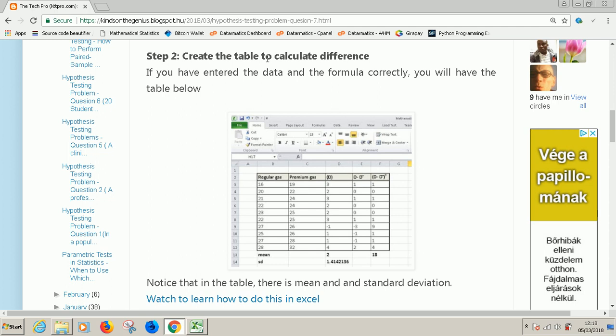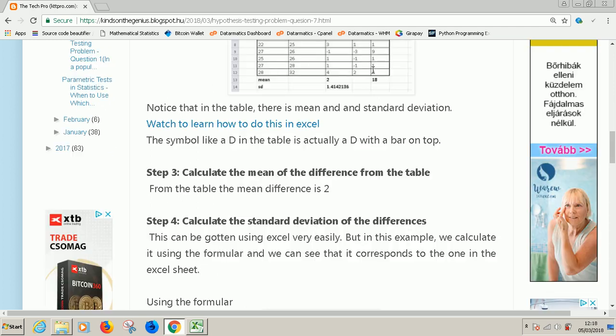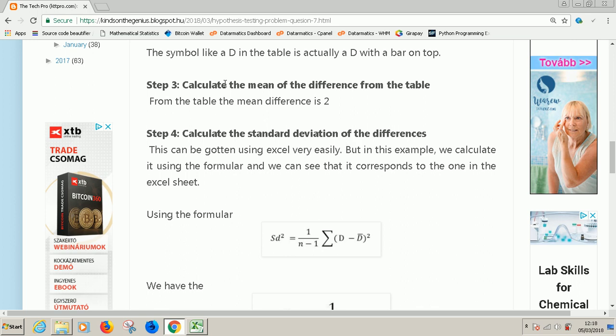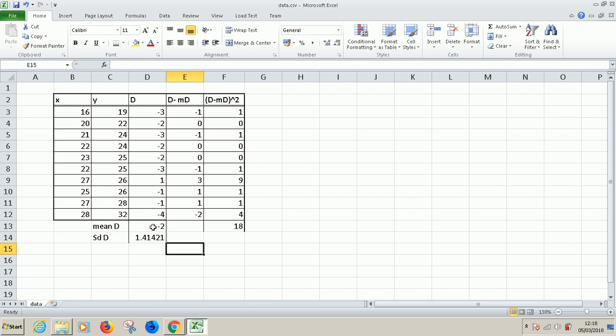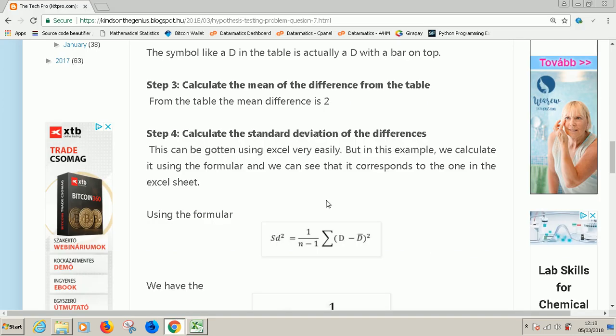Alright, we've created the table to calculate the difference. This we have done. Alright, so step 3, calculate the mean difference from the table. That we've also done, as we got the mean difference of 2. Now in step 4, calculate the standard deviation of the differences. Now this can be gotten very easily.